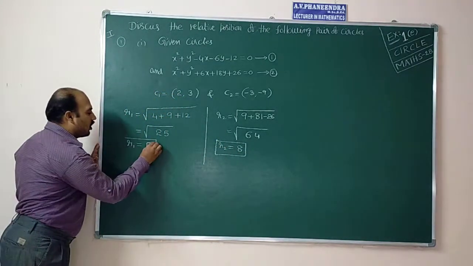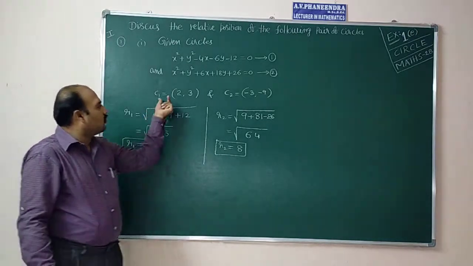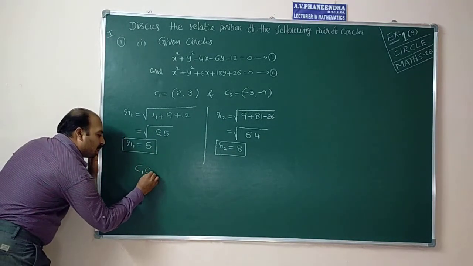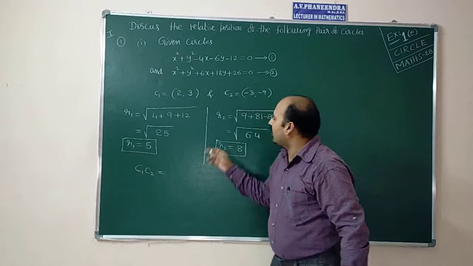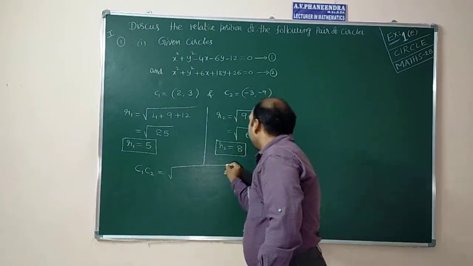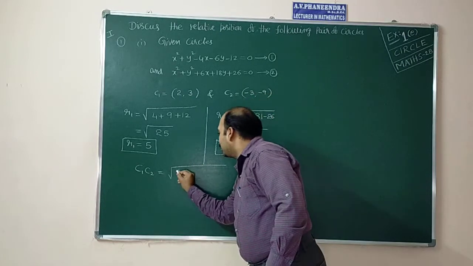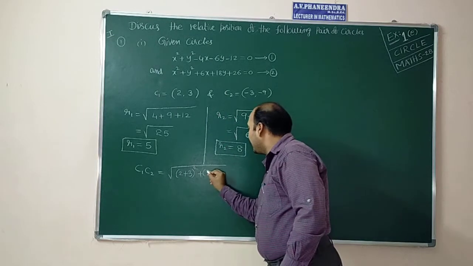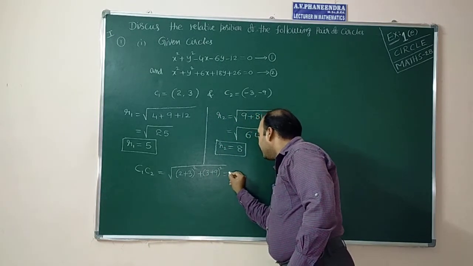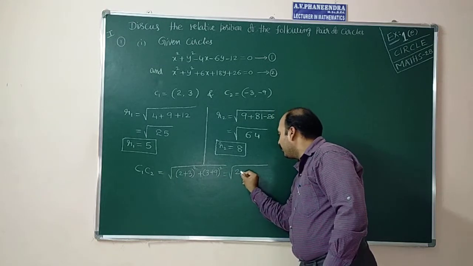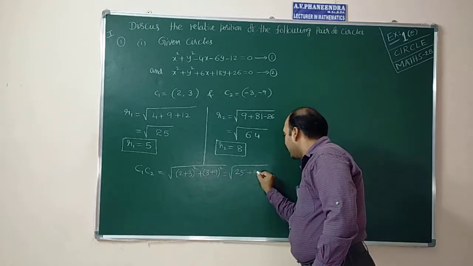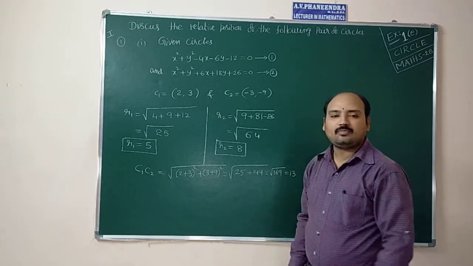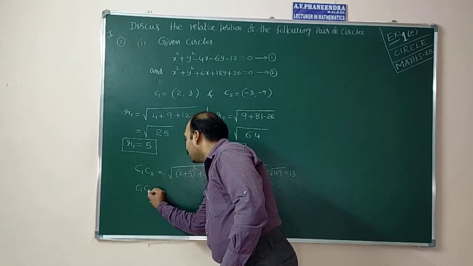After getting the values of R1 and R2, we need to calculate the distance between their centers. C1C2 is equal to the distance between 2 points: square root of 2 minus of minus 3, 2 plus 3 whole square, plus 3 minus of minus 9, 3 plus 9 whole square, which is equal to square root of 5 square 25 plus 12 square 144, which is equal to root 169, which is equal to 13. Therefore C1C2 value is equal to 13.